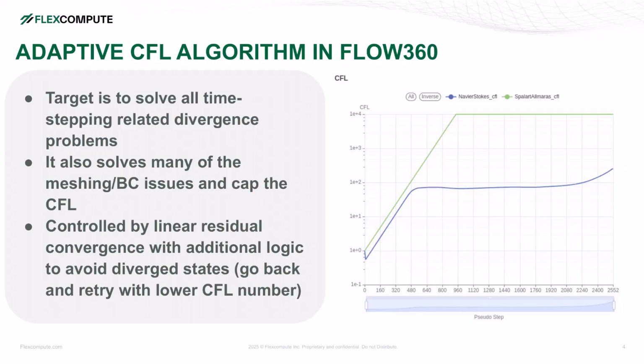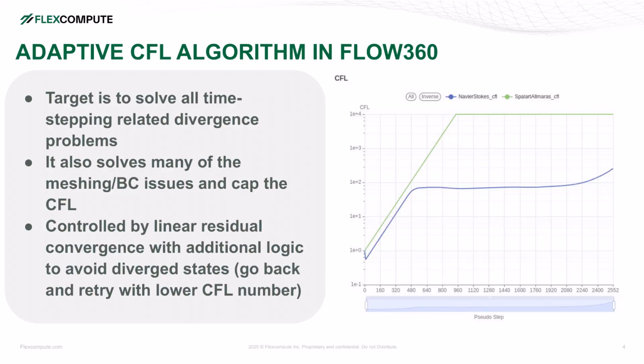First, we will look at adaptive CFL and why it is important. Traditionally, with ramp CFL, you have to specify three things: the initial CFL value, the final CFL value, and the ramp over which that change happens. That requires experience and careful tuning. If the ramp is too aggressive, the simulation can diverge. We implemented adaptive CFL to remove most of this manual tuning and to avoid many time-stepping related divergence issues.